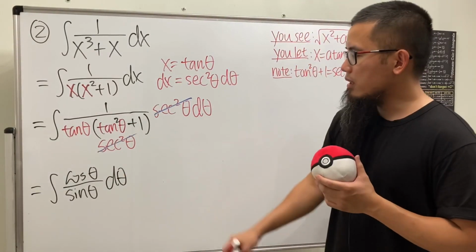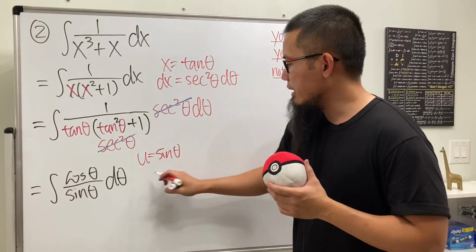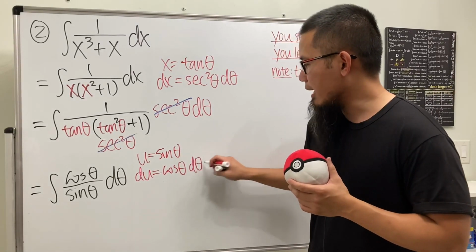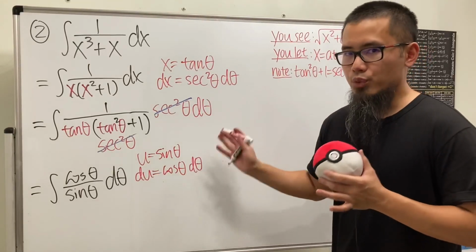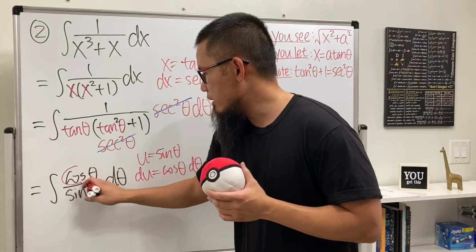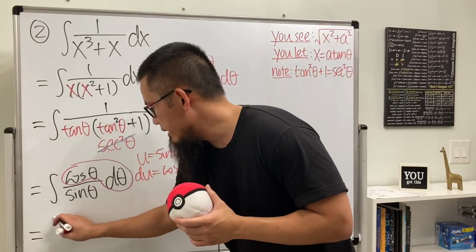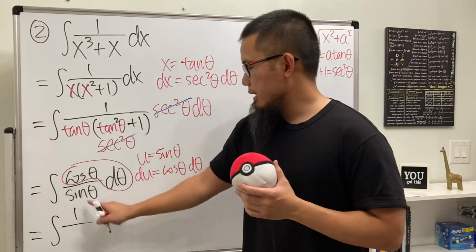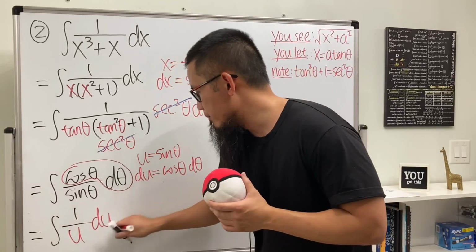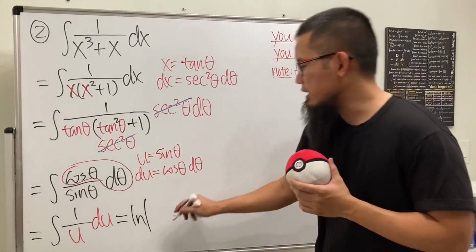Okay, so right here I can just do a u sub. Let u equal sine theta, and then you see du equals cosine theta d theta. So this is the regular u substitution, and we can take this to the u world. You see that this right here is precisely our du. So we are looking at the integral of 1 over u, du. So of course we just get ln absolute value of u, and u is sine theta.